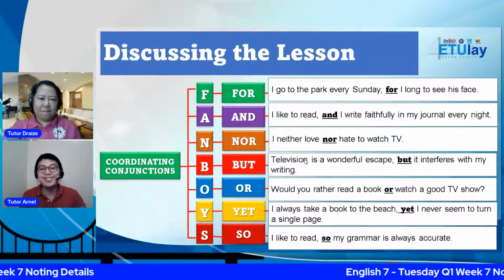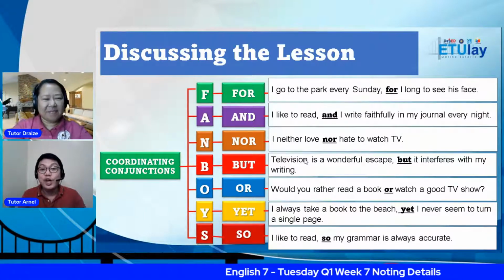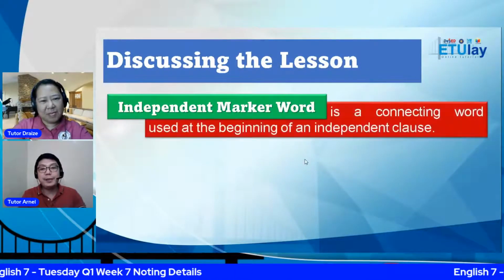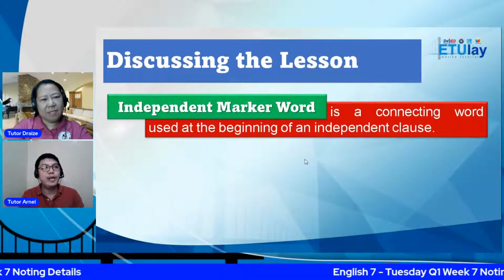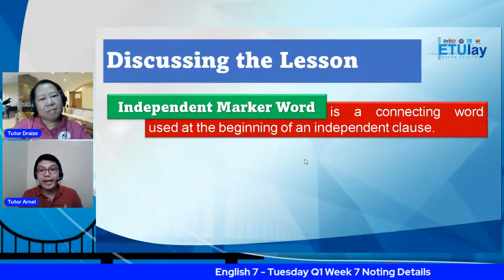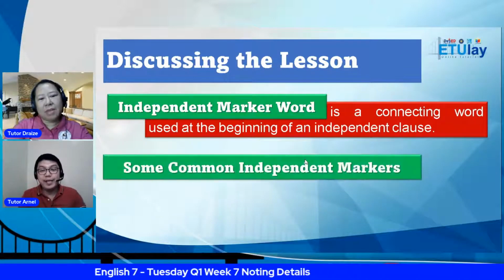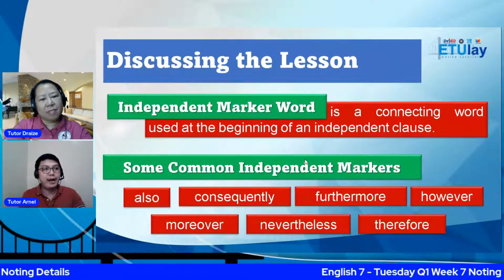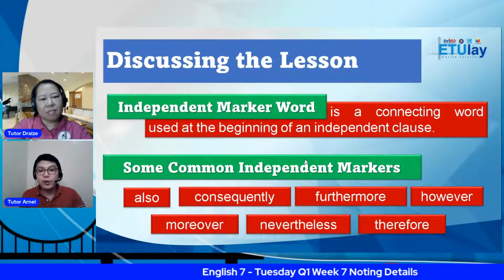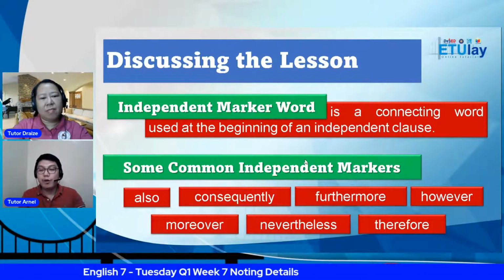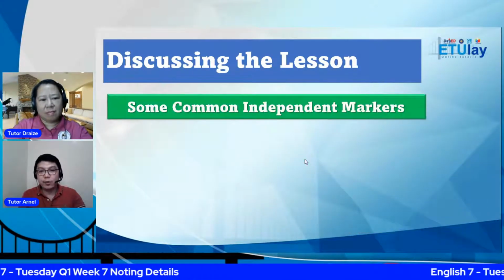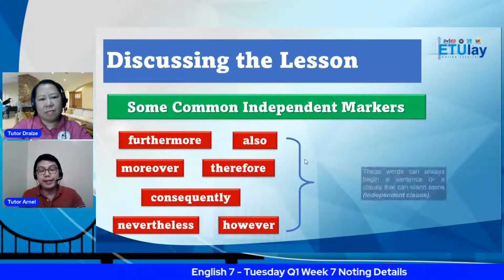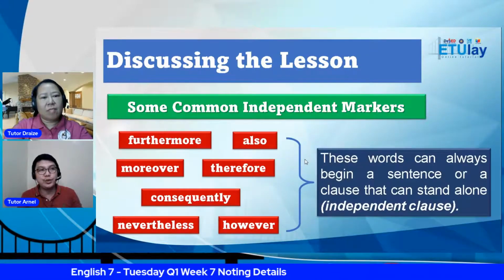Okay, so we are using these coordinating conjunctions to combine two independent clauses. So how about the independent marker word, Tutor Arnel? An independent marker word is a connecting word too, but it is used at the beginning of an independent clause. So let's see some of the independent markers that we have. We have also, consequently, furthermore, however, moreover, nevertheless, and therefore. So I would like you to look at the following, the common independent markers. Let's see how they are used.